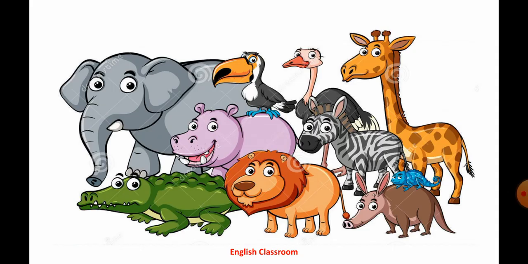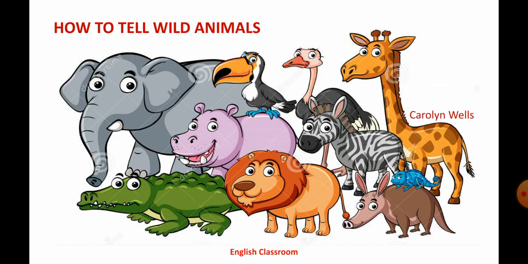Today we will deal with a poem of class 10. The name of the poem is How to Tell Wild Animals, written by Caroline Wells. In my previous video, I dealt with the detailed analysis and explanation of the poem. If you did not go through that video, first go through it and then come to this one. In this video, we will discuss the theme of the poem, the rhyme scheme and the poetic devices used in the poem. So first, come to the theme.